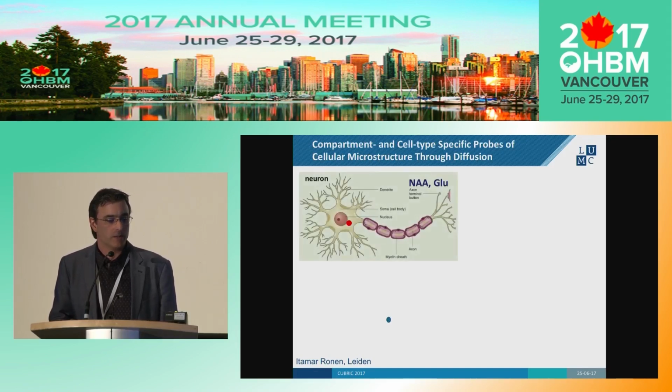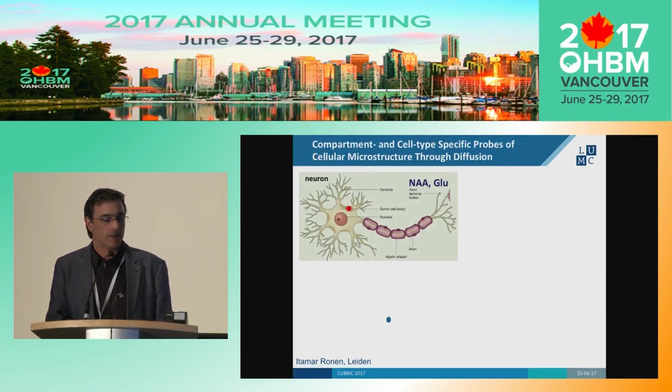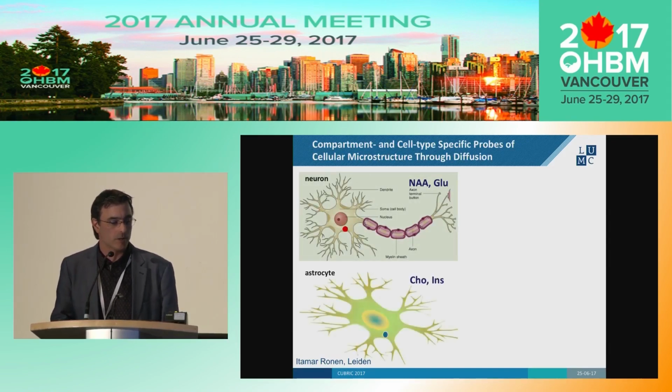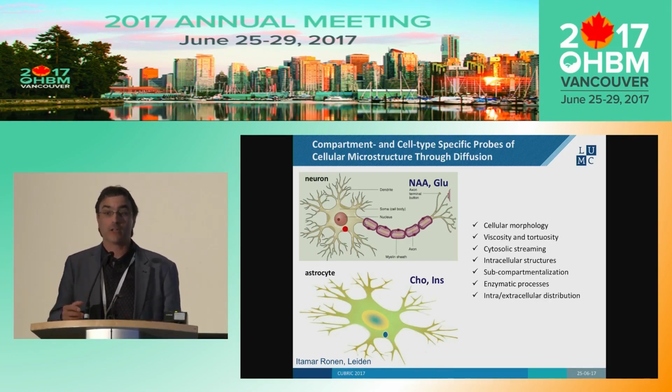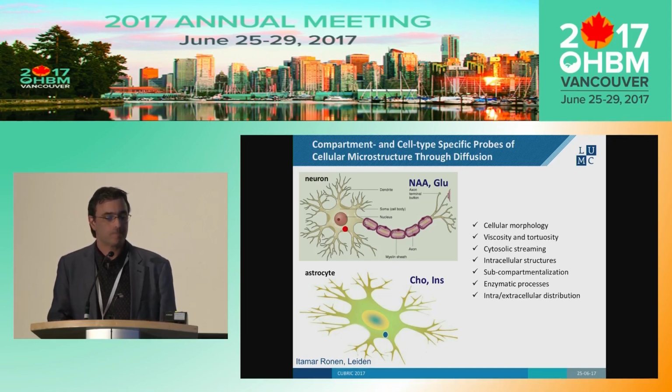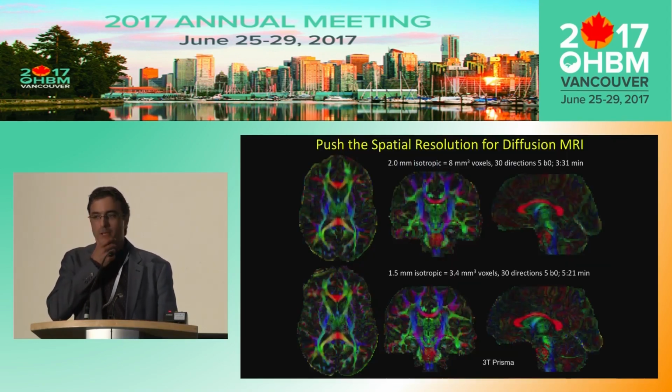And so the idea is that we've got this NAA or glutamate that's within the neurons, we've got astrocytes, and so on. And so we might be able to get very specific information on a bunch of different things that are very specific to the cells that we are actually very interested in. Okay, so that's diffusion spectroscopy.